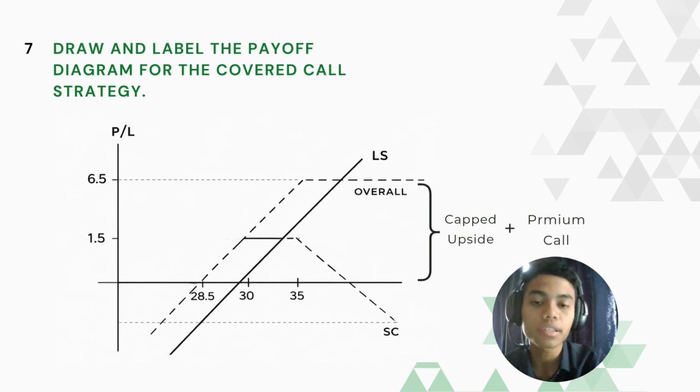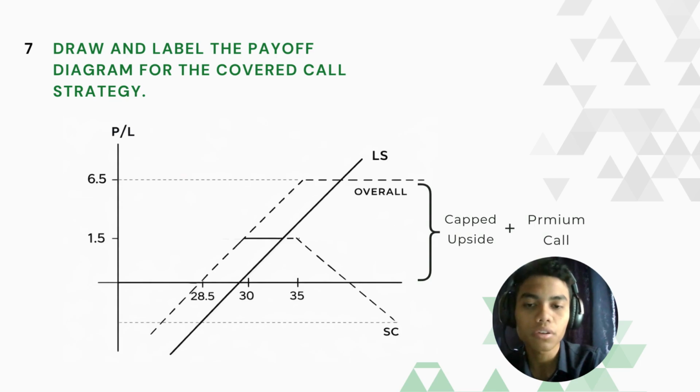But if we see the overall line, this still increases because in the overall line, we include the covered call. We add the stock outside with a premium call. So the maximum benefit we can get from the overall is the stock outside plus the premium call. Right, from the SC line, you can see we flat until 35 ringgit.